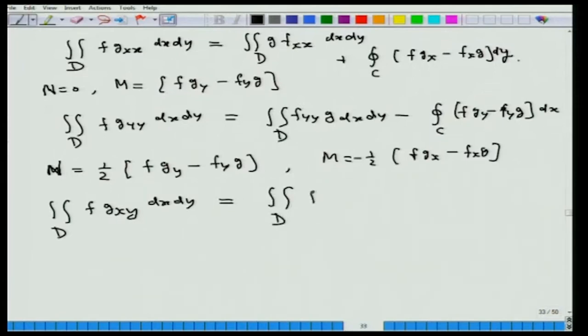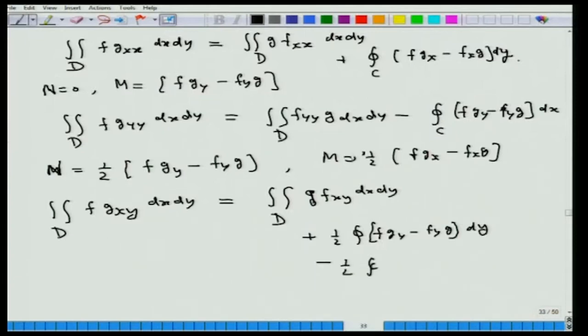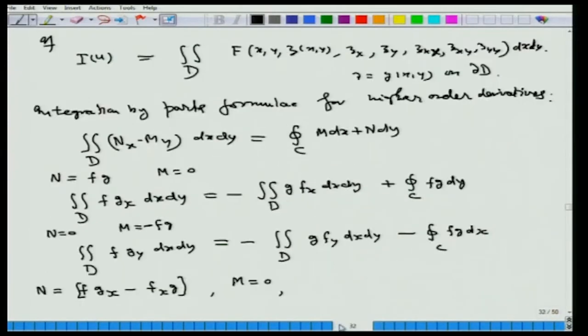So, f g x y d x d y will give you over D g f x y d x d y, and then plus half of f g y minus f y g d y minus half f g x minus f x g. All these boundary integrals are over C. So, these are the higher order integration by parts formulae. These can be used where you have mixed kind of derivatives x y, and the x x and y y derivatives will be shifted.